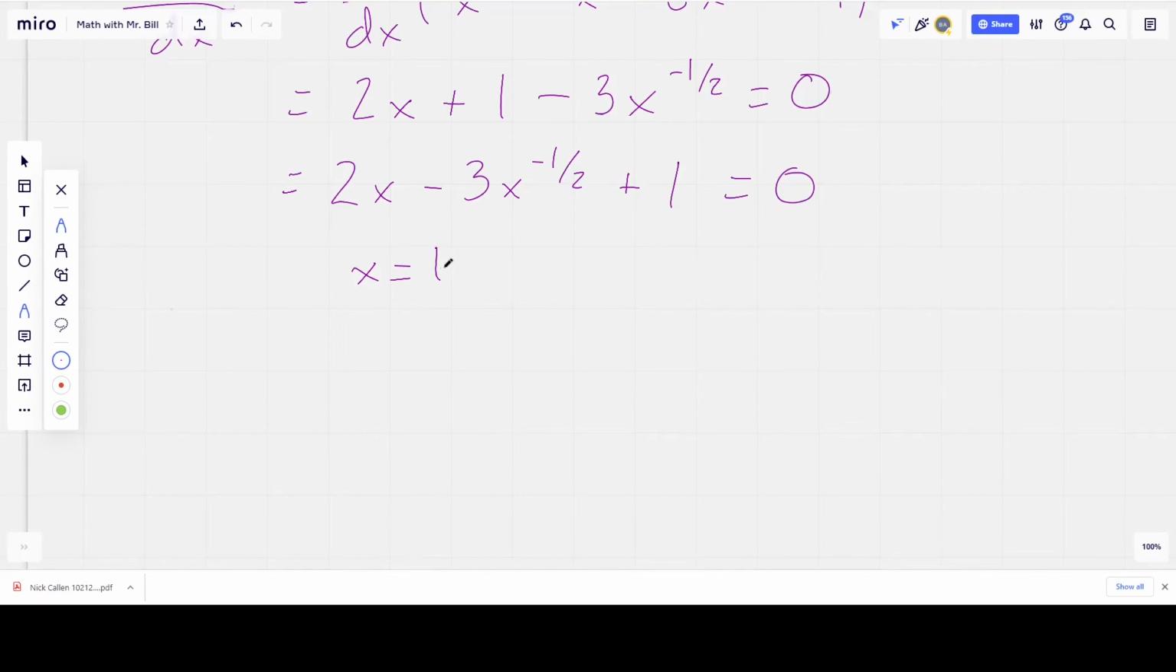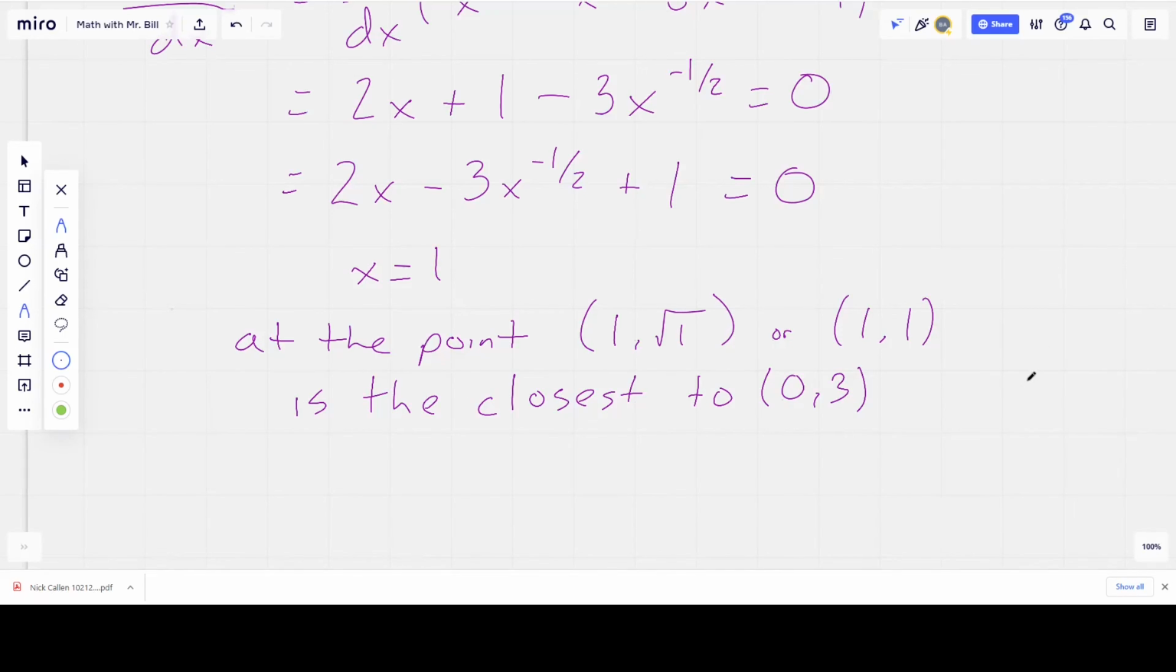Plugging that back into our function, at the point (1, square root of 1), or just (1, 1), that's the closest to the point (0, 3). And that's it. That answers our question.